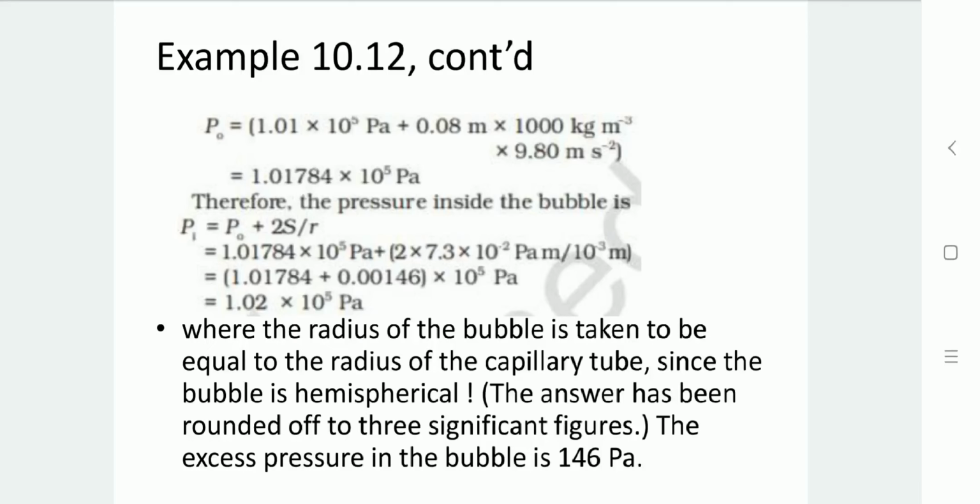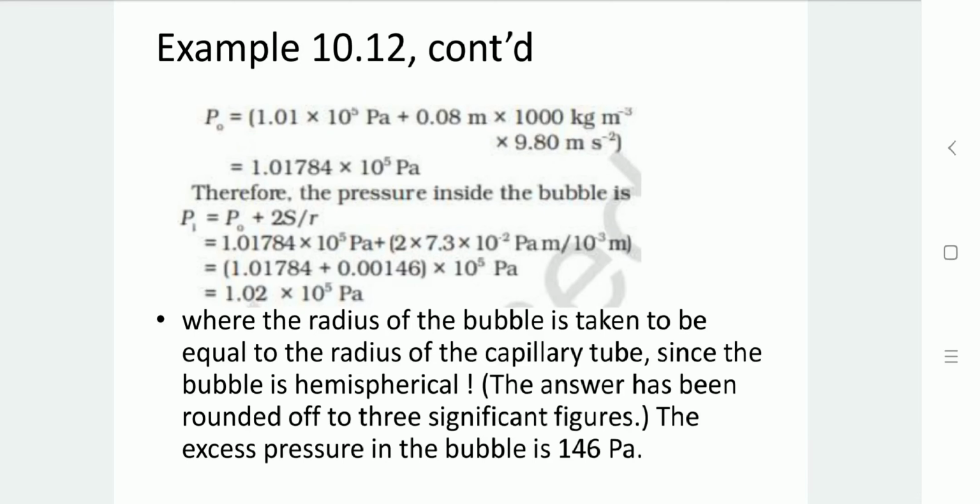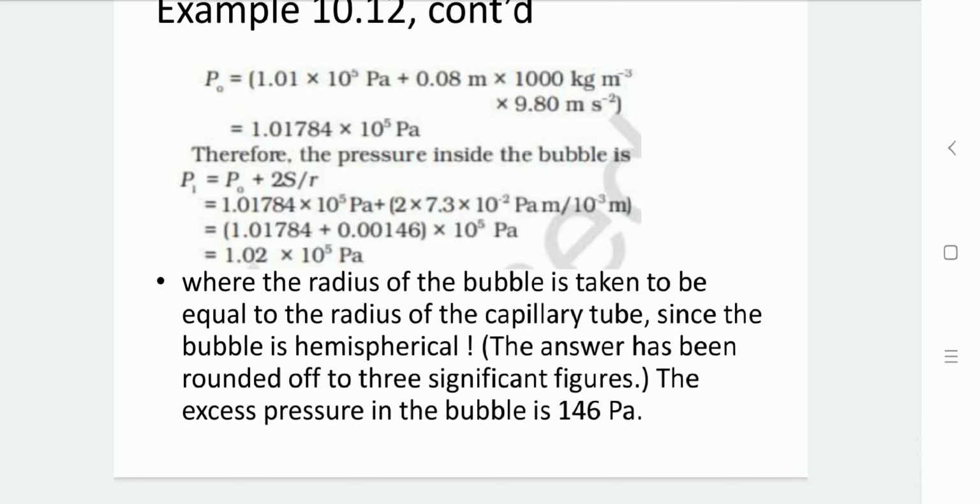Now the pressure inside the bubble is Po plus 2S by R. Po we have calculated just before. S is given, that is 7.3 into 10 raised to minus 2 newton per meter. And R also is given. Diameter is given as 2 millimeter, so radius is 1 millimeter, convert into meter. By substituting all the values, the pressure inside the bubble is 1.02 into 10 raised to 5 pascal. So if the radius of the bubble is equal to the radius of the capillary tube, then the bubble is a hemisphere. So the excess pressure in the bubble is 146 pascal. Clear?